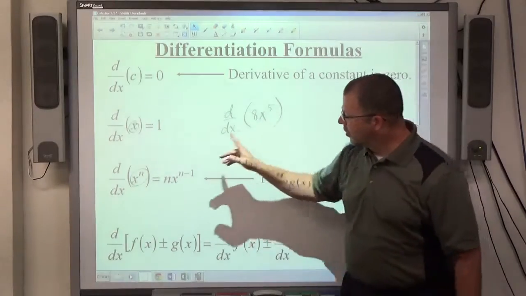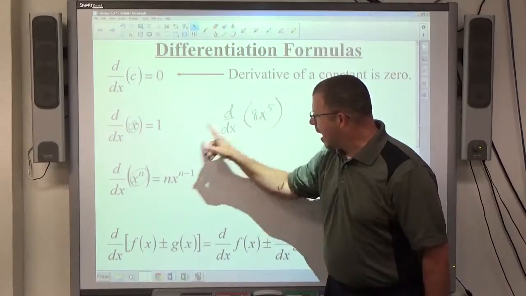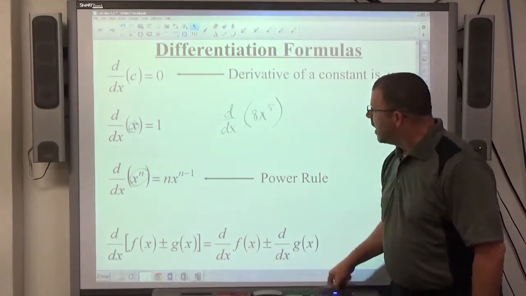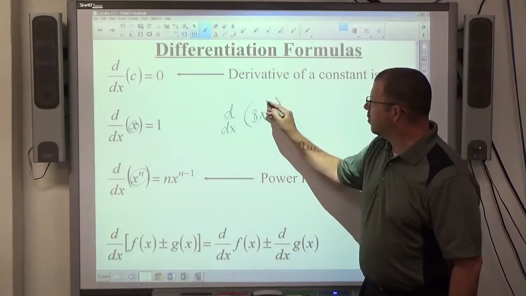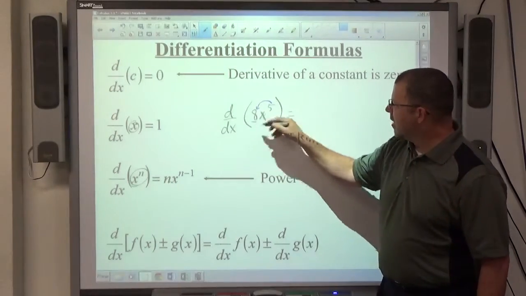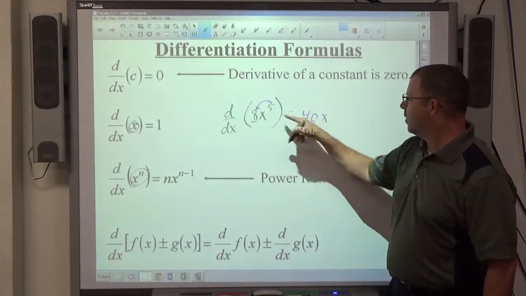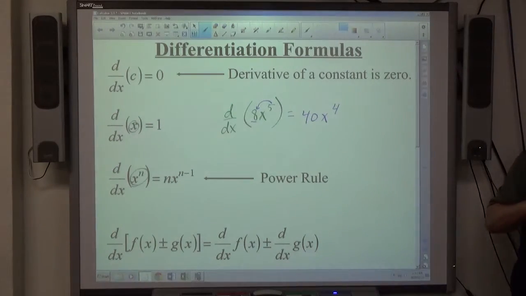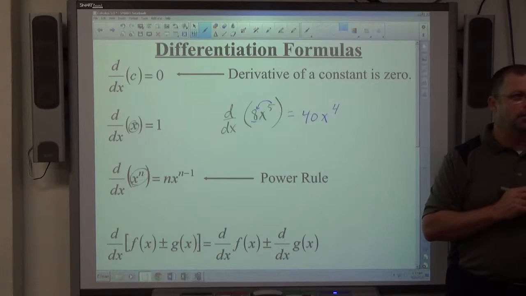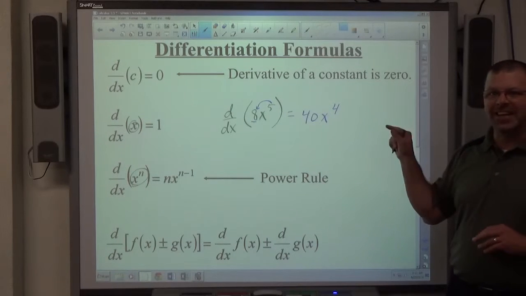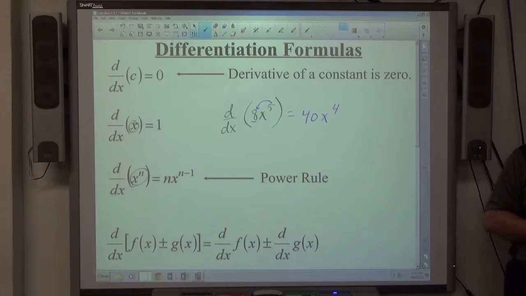Okay? The rule says that the derivative of x to the 5th power is n, the power, times x to 1 lesser power. If there's a number in front, you're going to multiply the power times the number in front. So 5 times 8 is 40, and then you reduce the power by 1. So 40x to the 4th is the first derivative of 8x to the 5th. Okay? No x plus h to the 5th power required. That's the power rule. That's the easiest differentiation rule in the books.